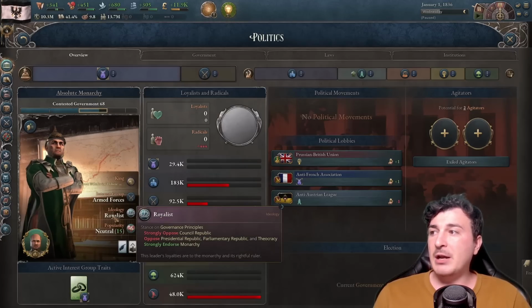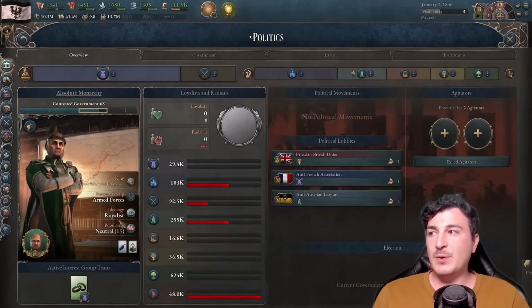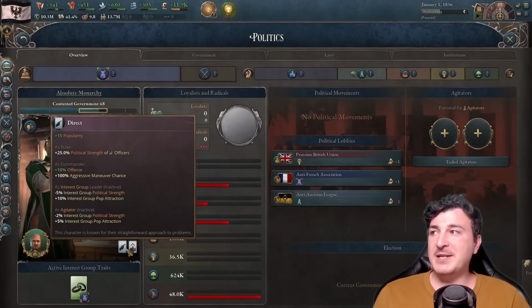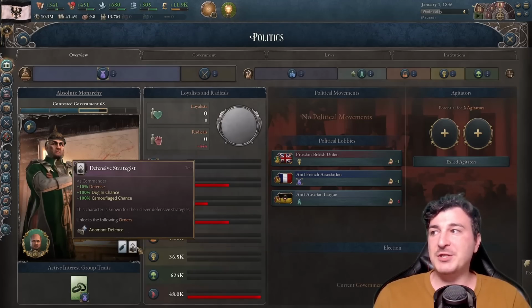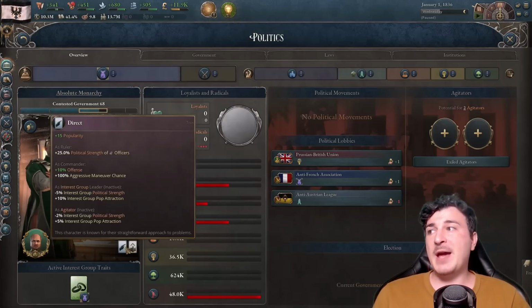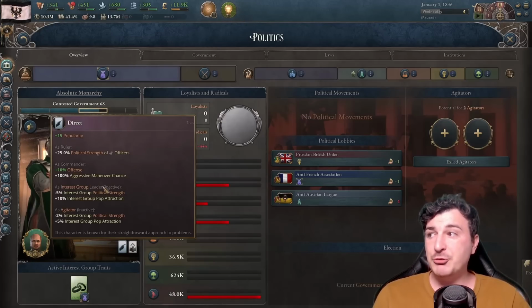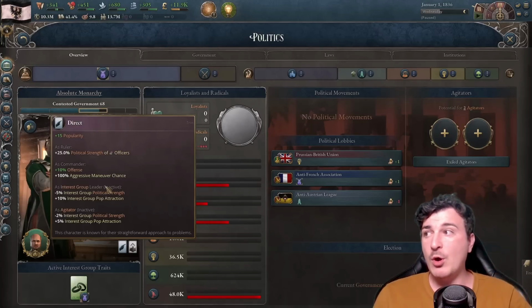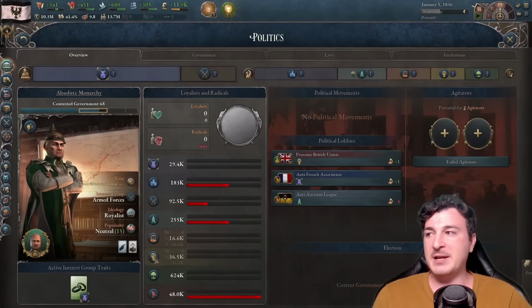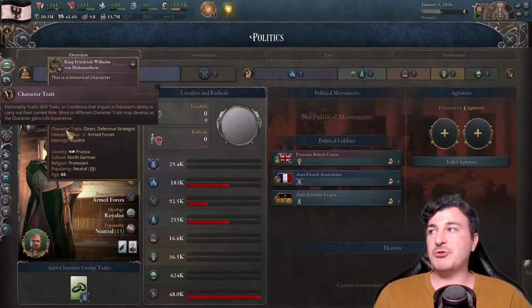We can see the ideology of our current monarch as well as of our heir if we hover over them, as well as the interest group which they are a part of, their popularity, as well as the traits that he's got, namely direct and defensive strategist. This one affects him as a commander, whilst direct affects him not only as a commander, which offers 10% offense if we make him a commander, but also as interest group leader should he become one. If one of these is not active, it does say in between brackets inactive, pretty self-explanatory. If we hover over the name, we'll see quickly here his ideology, interest group, and character traits.